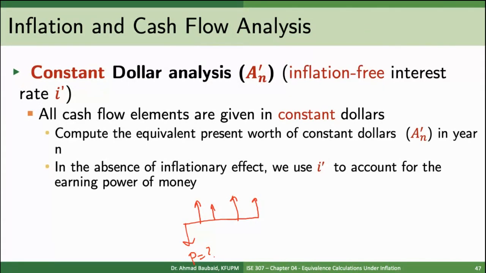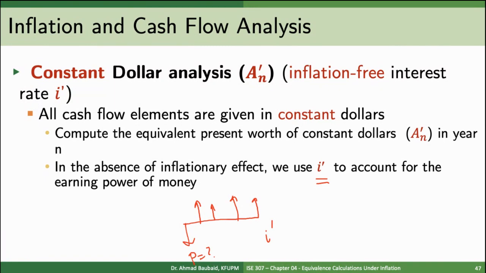However, the key thing here is the interest rate that I use is I prime. I do not use I, right? So in constant dollar analysis, if I'm given a cash flow that consists of constant dollars and I need to find the present value for it, I'm going to use I prime as my interest rate. So that's key here.